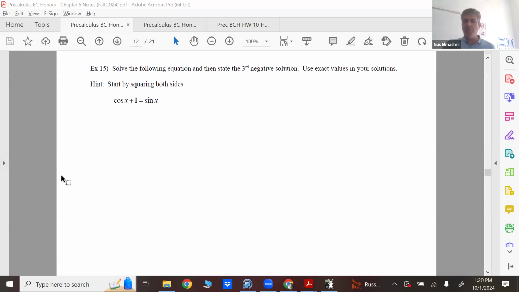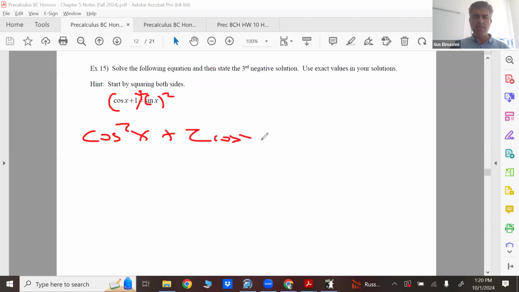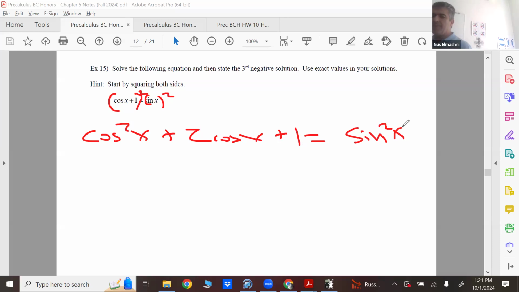You're told to start by squaring both sides, because the way that looks right now is kind of crazy. I wouldn't even know how to get started if I didn't know to square both sides. So that's a lovely hint. So you have cosine squared x plus 2 cos x. It's not an identity.